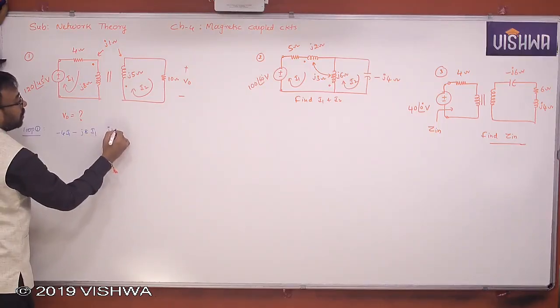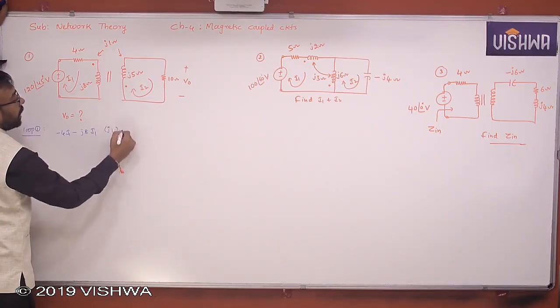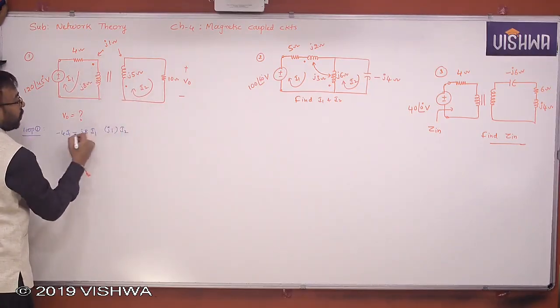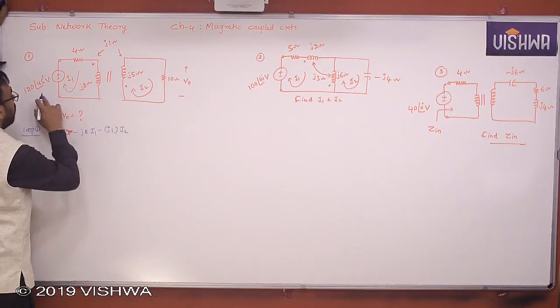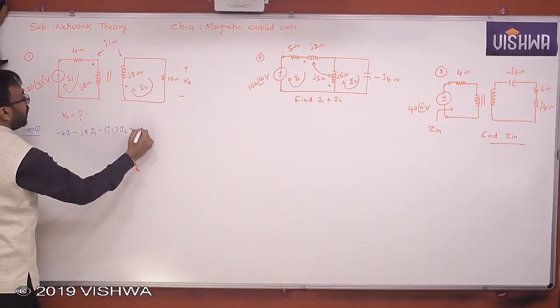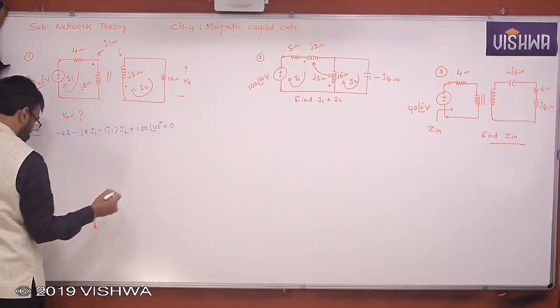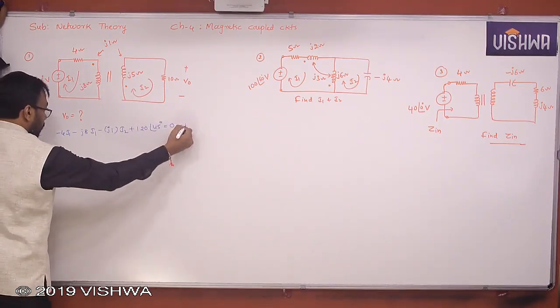J1 into I2. But this is entering. This is also entering. Therefore, same sign, minus. And plus 120 at an angle of 45 degrees is equal to 0. This is the first equation.